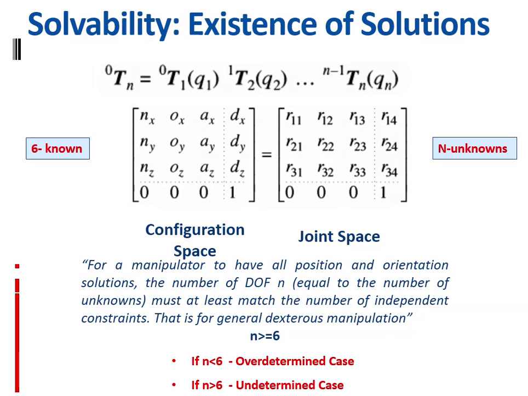In that case we have to make some equation dependent on another. So the condition to obtain a solution, in general, is that the number of equations and the number of unknowns should be the same, and in that case it should be equal to 6. Why 6?